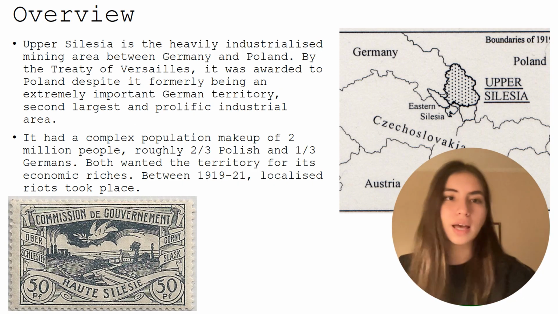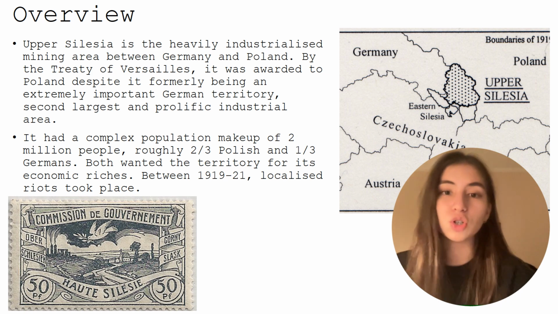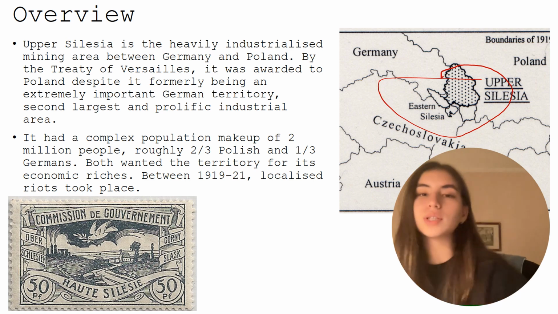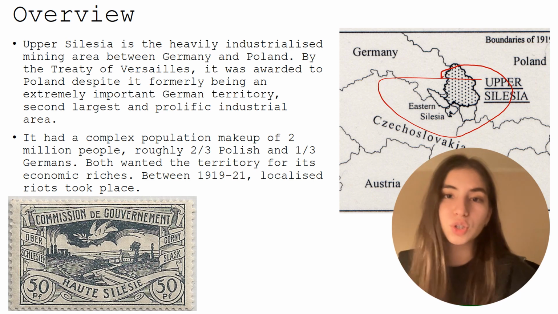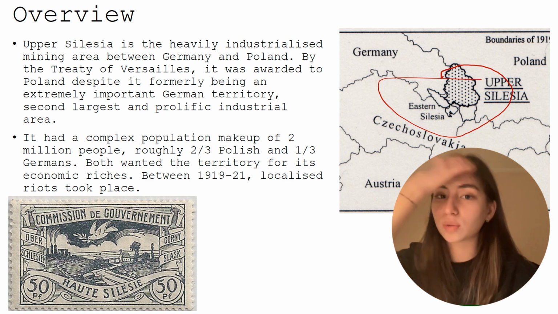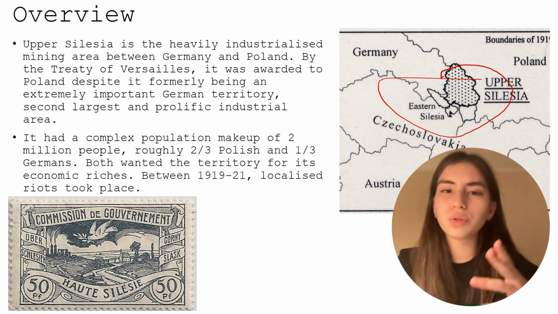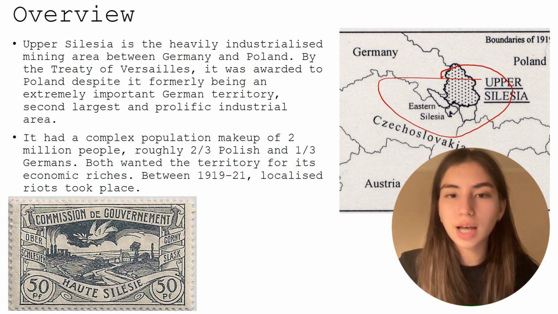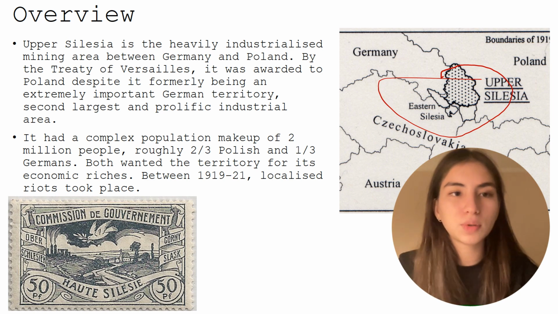Upper Silesia is a heavily industrialized mining area between Germany and Poland. We can see it on the map right here. It's this area. It was actually between many states: Germany, Poland, and Czechoslovakia. Most of the population was Polish, but with a very large German minority. It was 2/3 Polish, 1/3 German. By the Treaty of Versailles, this territory was very disputed.